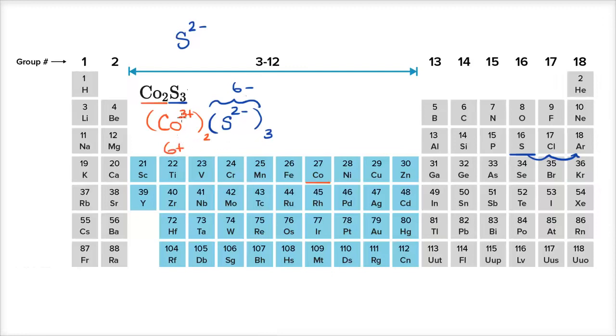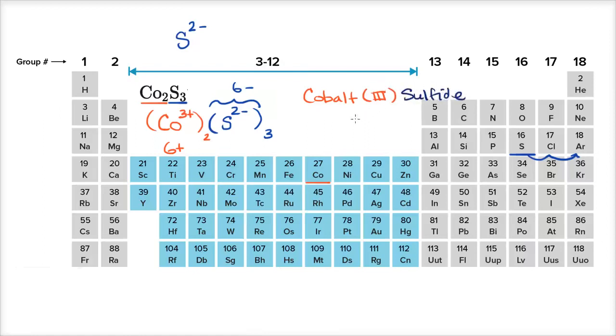And the reason why this is useful for us is now we can name this. We would call this ionic compound cobalt 3. Cobalt, and you would write it with Roman numerals here. Cobalt 3 sulfide. Cobalt 3 sulfide.